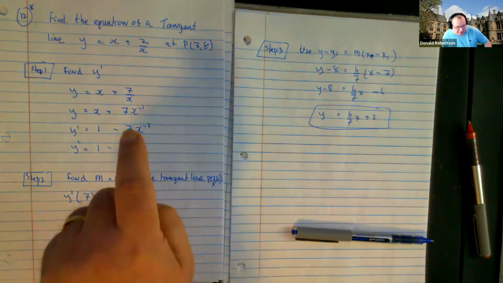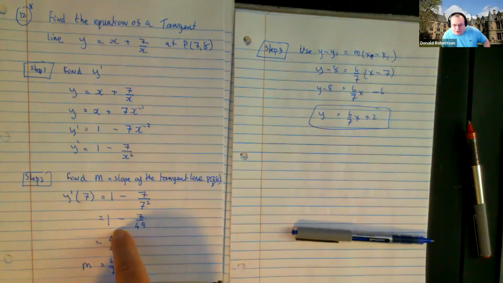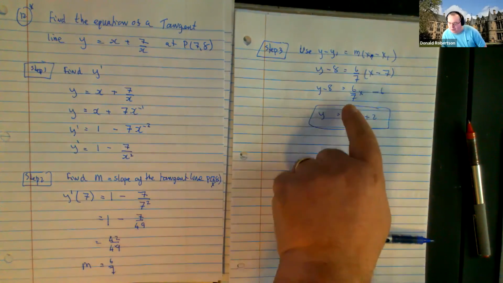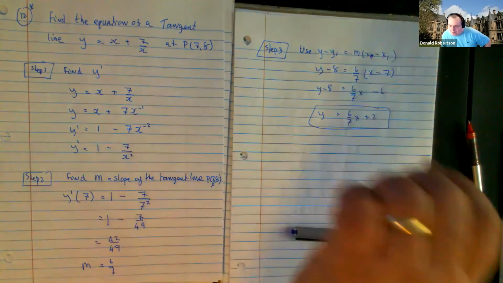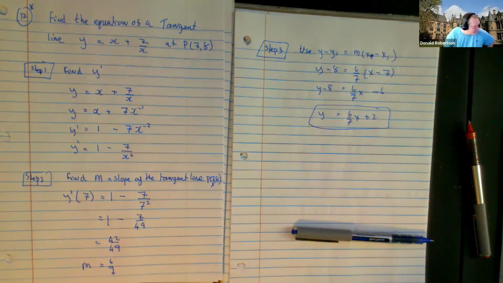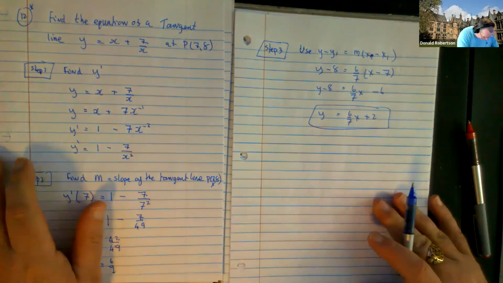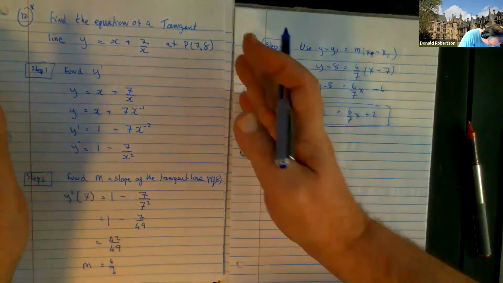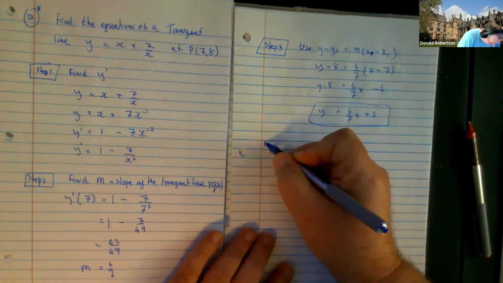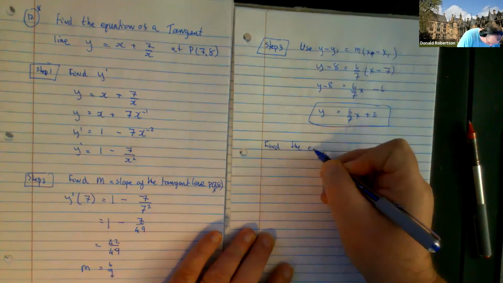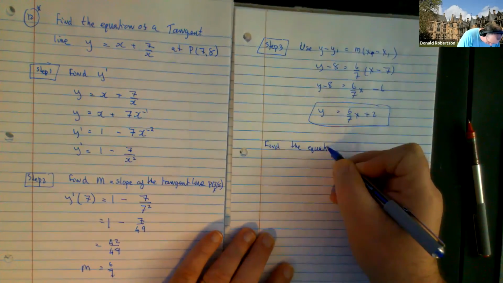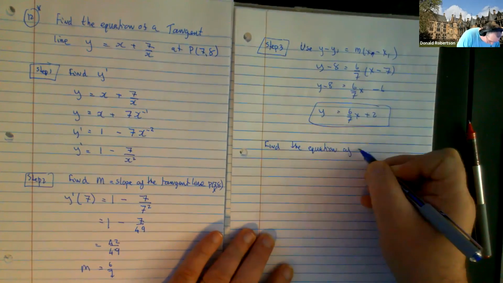Yes. Get derivative, evaluate it at the x coordinate 7, use the point slope equation. You got it, right? Now, at this point, I'm going to introduce you to a new guy. And let's find the equation of a normal line.